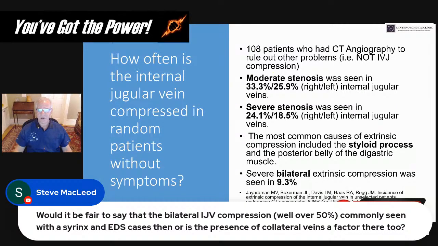Okay, so moderate stenosis, which is what you're describing, I believe. So moderate stenosis here is seen in 1 in 3 to 1 in 4 patients who are normal. They do not have intracranial hypertension. They do not have any symptoms of intracranial hypertension. These are people going around living their lives who got a picture of their neck for another problem, and they ended up having this, and they don't even know it. Severe stenosis was found in 1 in 4 to 1 in 5 patients.